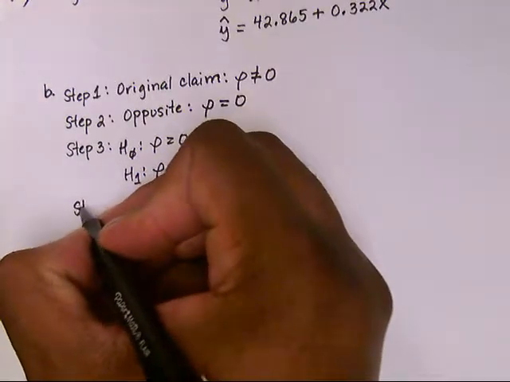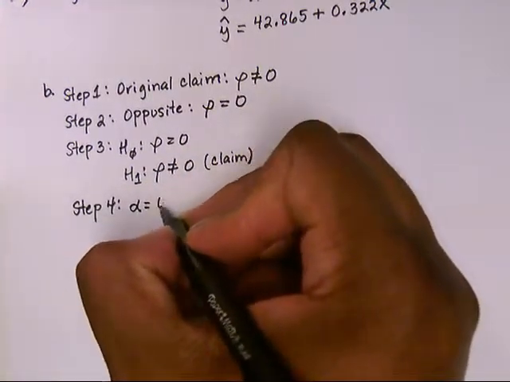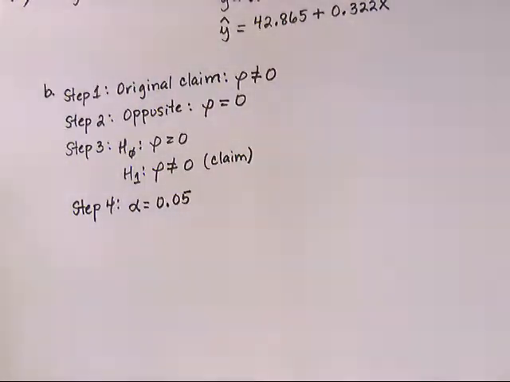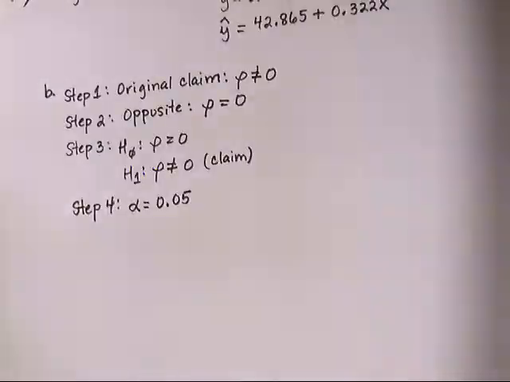And then step number 4 is your level of significance. Now I believe that's 0.05, because they tell you to use a significance level of 0.05. So that's your alpha level.